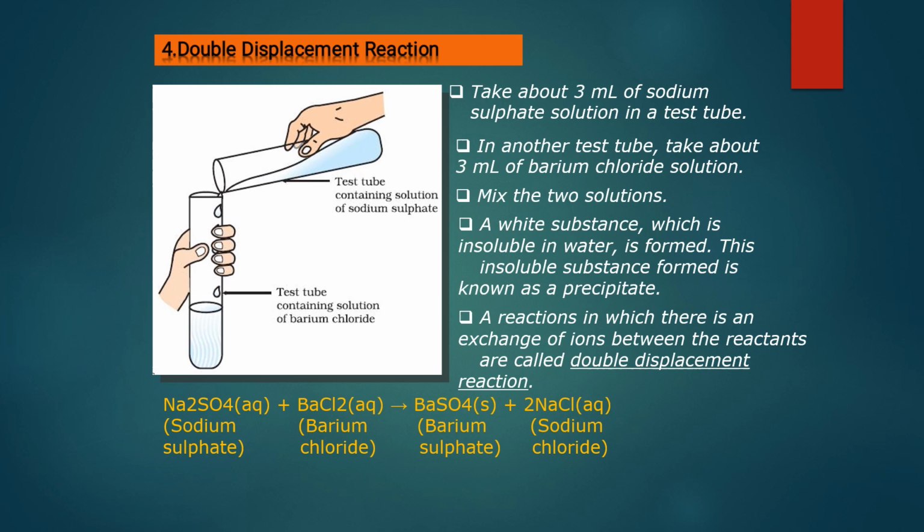A reaction in which there is an exchange of ions between the reactants is called a double displacement reaction. You can look at the reaction Na2SO4 sodium sulfate plus BaCl2 barium chloride. It gets converted to BaSO4 barium sulfate and NaCl sodium chloride. You will see that the sulfate has gone to barium and the chloride has come to sodium. So there is exchange of ions between the reactants. Such a reaction is called a double displacement reaction.